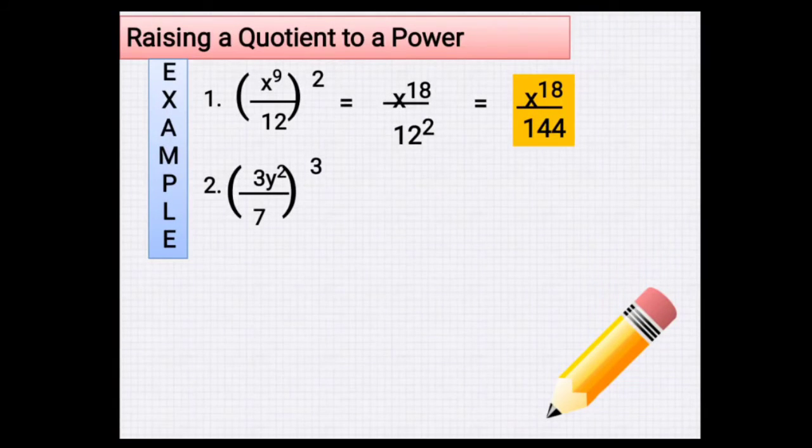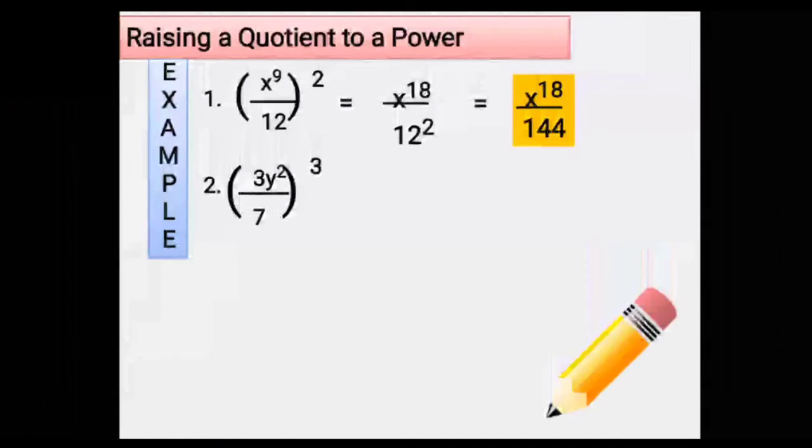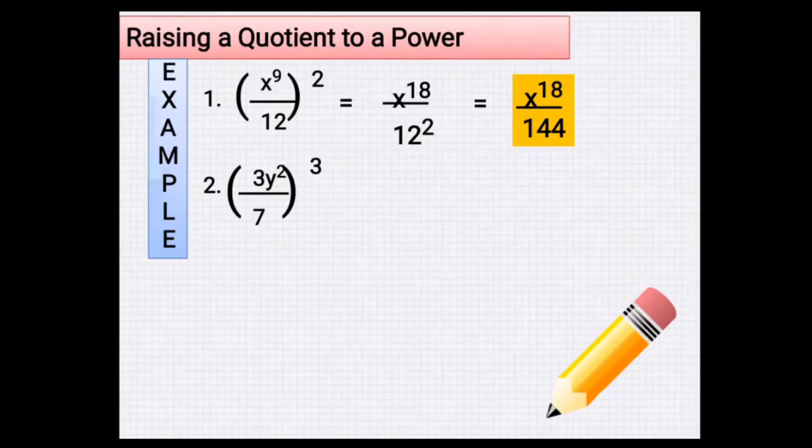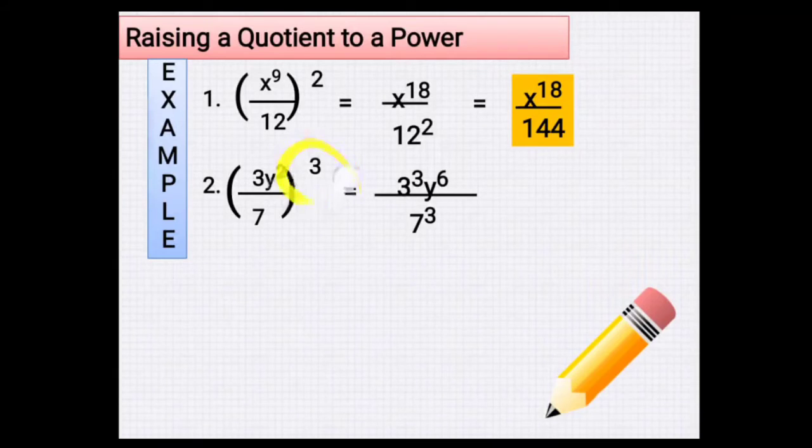So what is the exponent of y? That is squared, or 2. So 3 times 2 is 6. Now the exponent of y is 6. That's why we have 3 cubed times y to the 6th power. Now, on the denominator, we have 7. What is the exponent of 7? That is 1. So 3 times 1 is 3. Therefore, the exponent of 7 is 3, or 7 cubed.